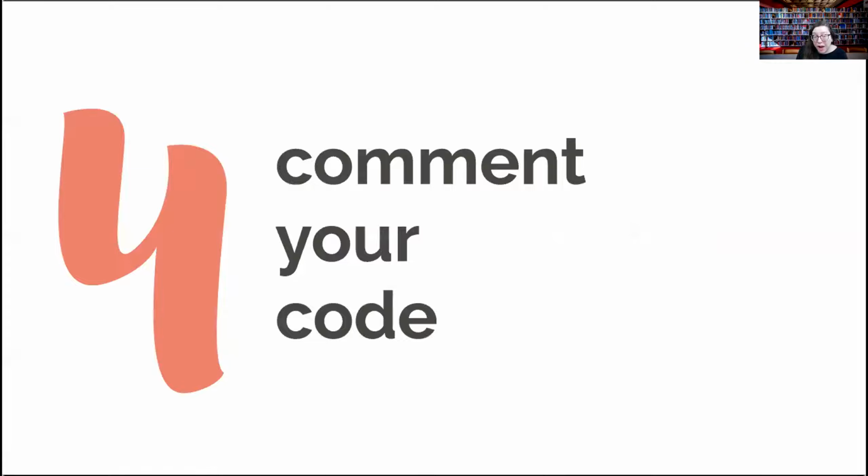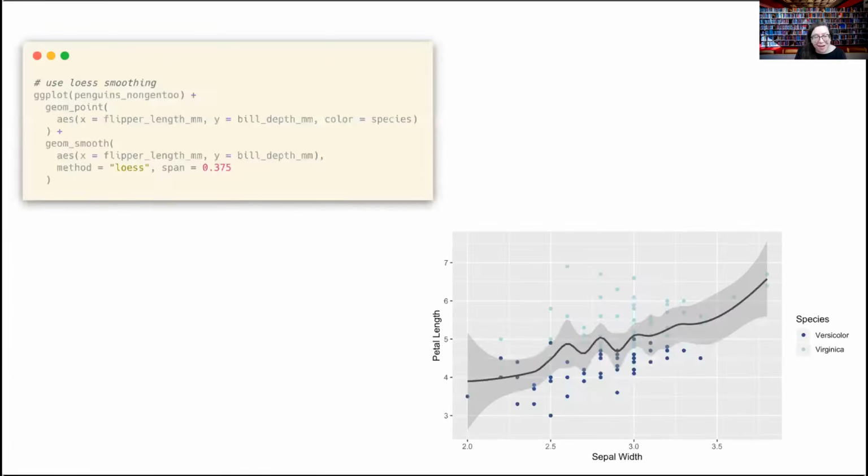Number 4 is to comment your code. So here is that same diagram I showed you before from figure 2. This time, instead of fitting a linear model, I fit a smooth curve to it. But look at my code. I have some comments in my code, right? It says uses lowess smoothing, but I have a span parameter in my code, 0.375. Why did I decide that?